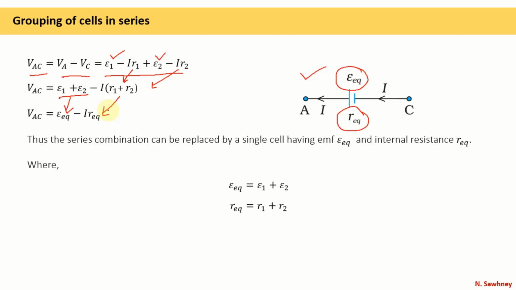So the series combination is replaced by a single cell having the EMF given above and the internal resistance given by the sum of the two internal resistances like this.